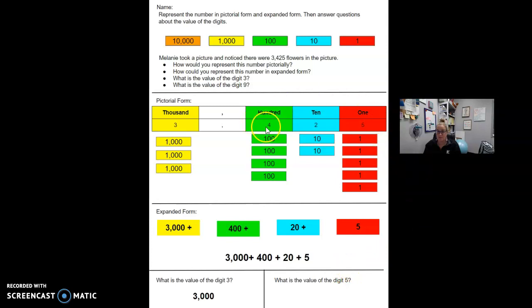Well, I'm going to come back to my place value chart, and I see my 5 is right here. If I have 5 ones, I'm just going to count by 1 5 times. 1, 2, 3, 4, 5. So the value of the digit 5 is 5. So let's look at another question.